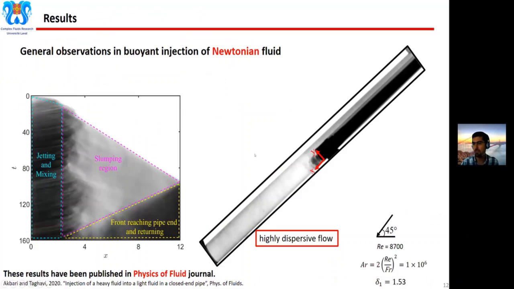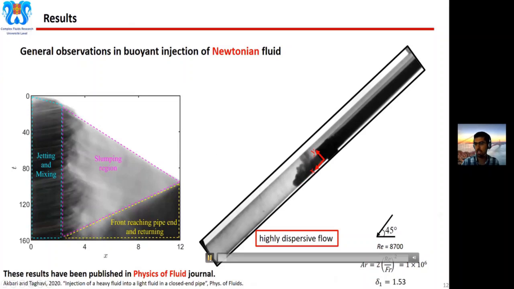As the preliminary results, I want to show you an experiment in which the heavy fluid enters the flow domain. You can see we have a jet structure at the first stage, and then a mixing region is created, and then the heavy fluid slumps on the lower wall of the pipe, reaches the end, and comes back toward the outlet. As you saw, the flow is highly dispersive.